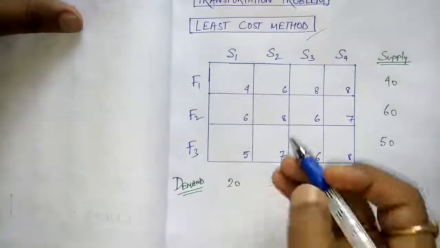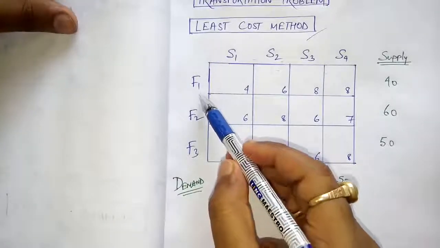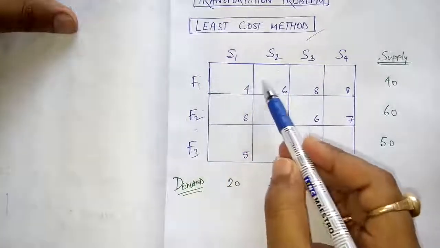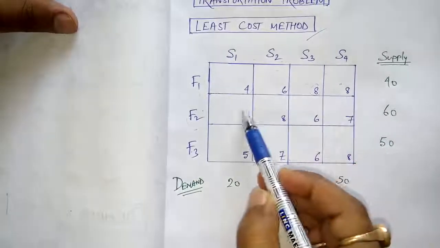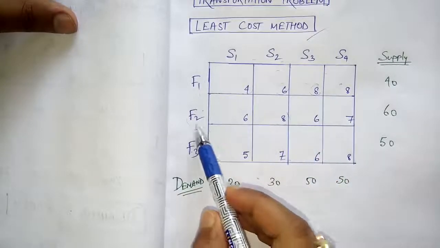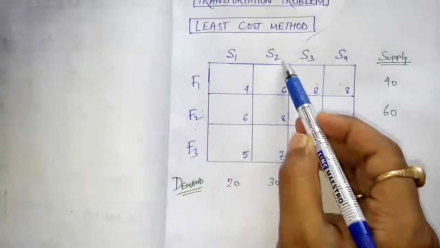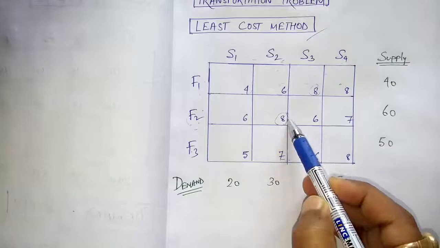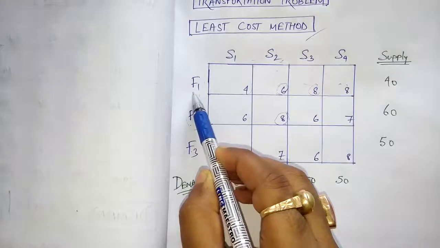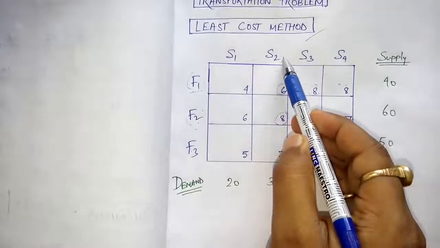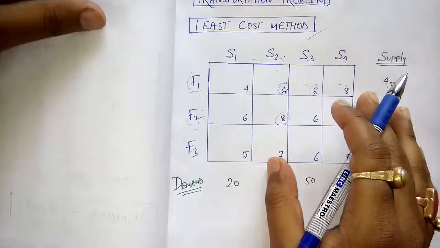Okay, let's start. These are three factories, and these are four stores. You have to supply goods from these factories to these different stores, and the cost of transporting one item is given here. Suppose I am talking about this value. What does this value mean? If you want to transport one item from factory 2 to store number 2, how much will it cost? 8. Another example, take this value. If you want to transport one item from factory 1 to store number 2, how much will it cost? 6. Okay, you have understood this.